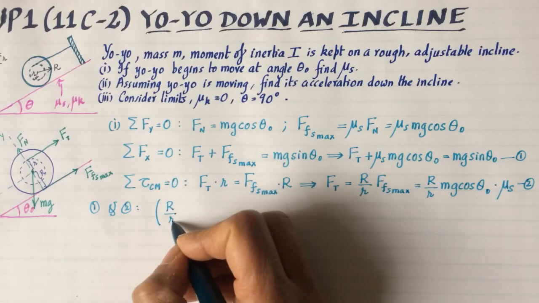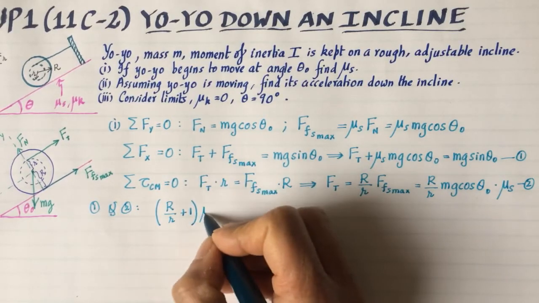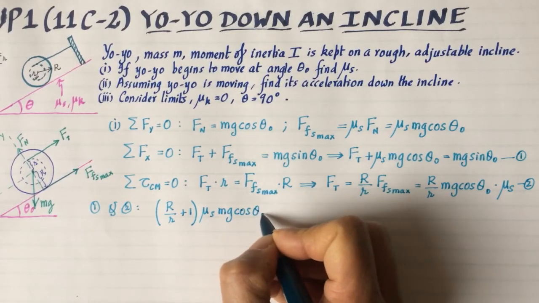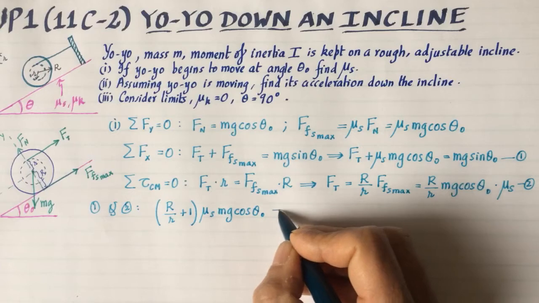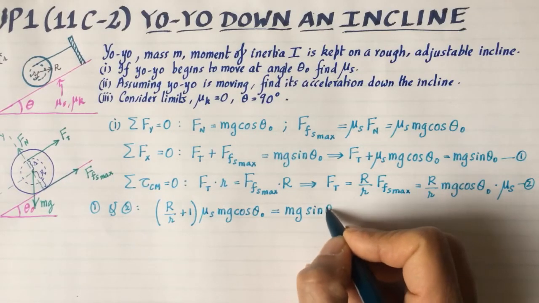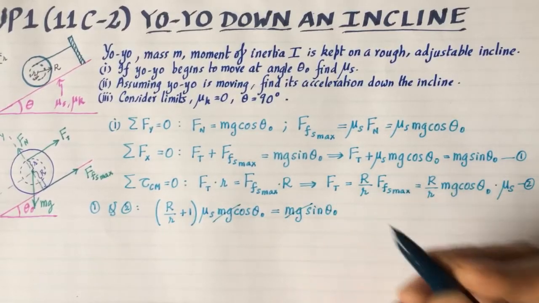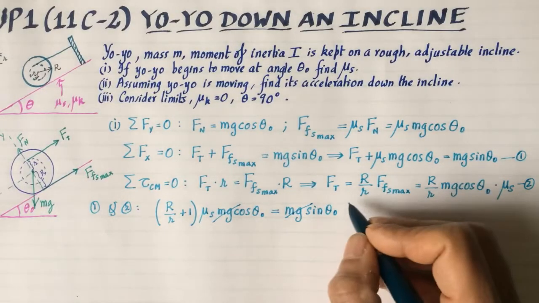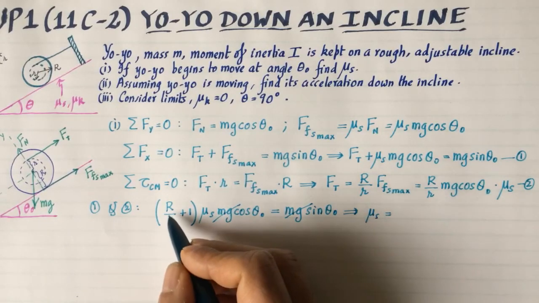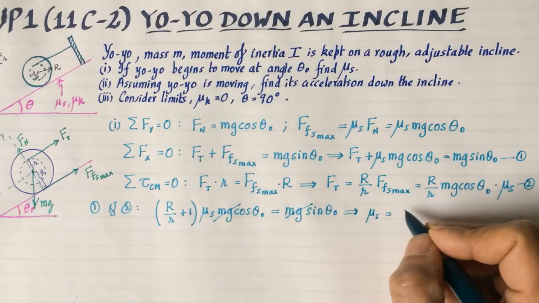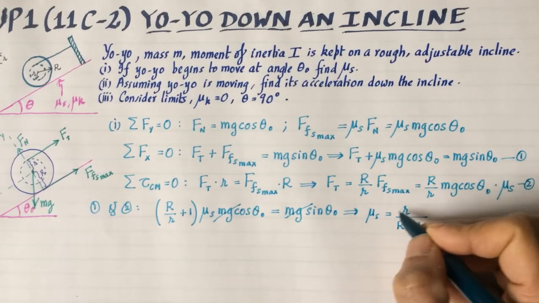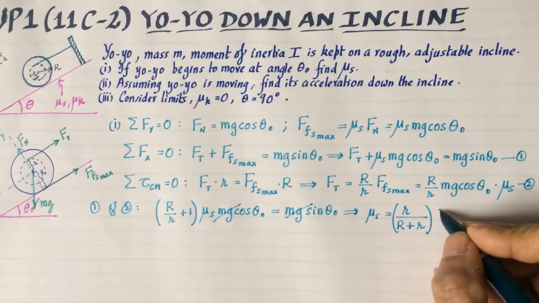r over r plus 1 times mu sub s mg cosine theta naught when I add them, and that is equal to mg sine theta naught. Observe that mg cancels out, so mass and planet don't matter. That gives me mu sub s. I'm going to write this as r plus r divided by r, so when I invert it I get r over r plus r times tan theta naught.